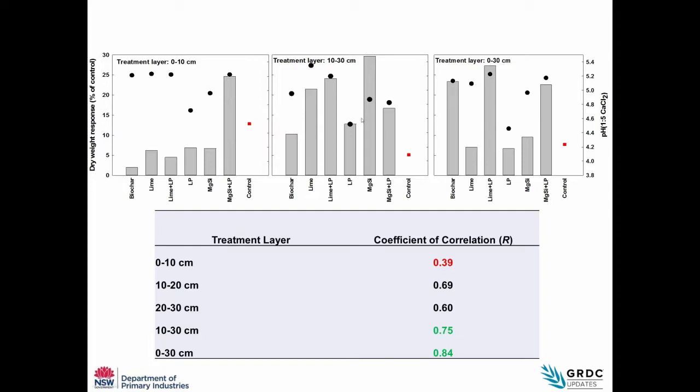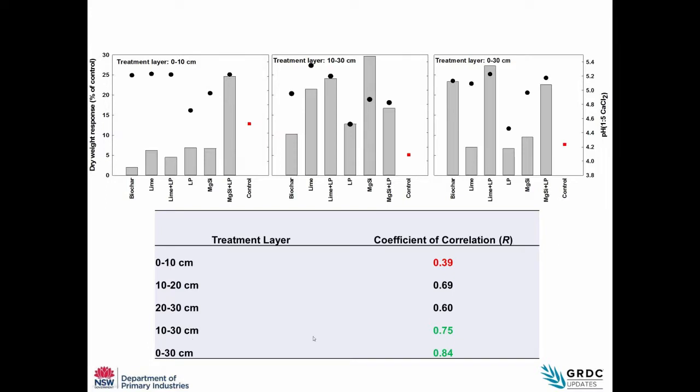You will note that the important layer was 10 to 30 centimeters, which was the most acidic layer. I also did a coefficient of correlation, correlating the changes in plant response to your treatment layer. That correlation becomes mostly significant, from 0.39 to 0.84, when you start to put your amendments in the subsoil, where the problem is, instead of in the topsoil.